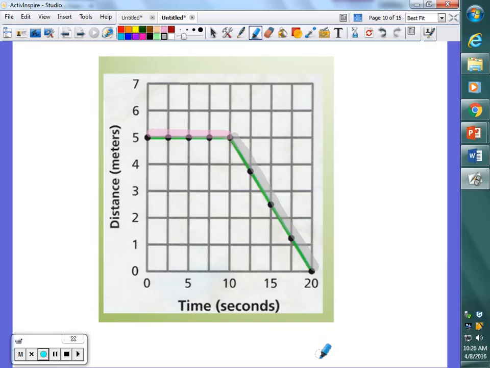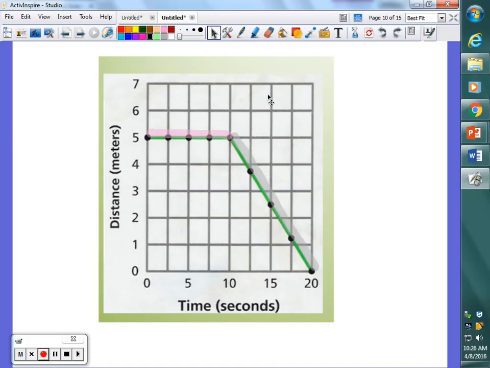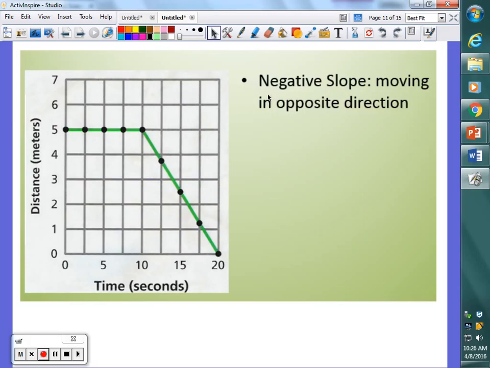What's different about that slope than the other slopes we've looked at? It's negative. It's a negative slope, right? Negative slope means that the object is moving in the opposite direction.